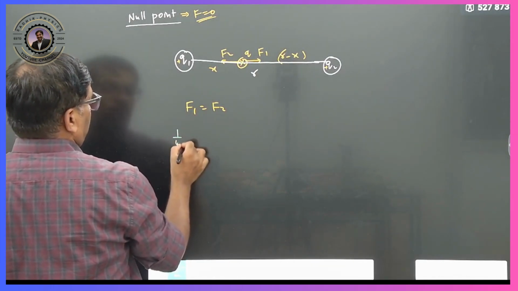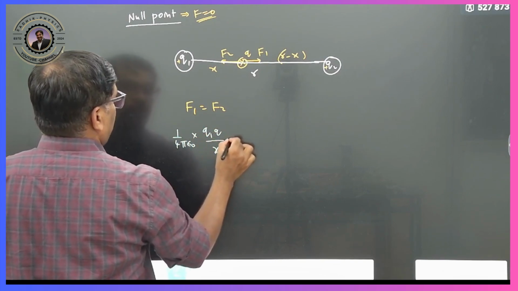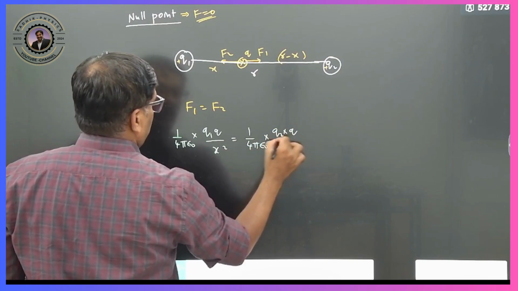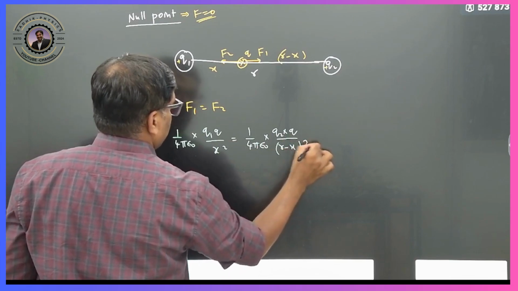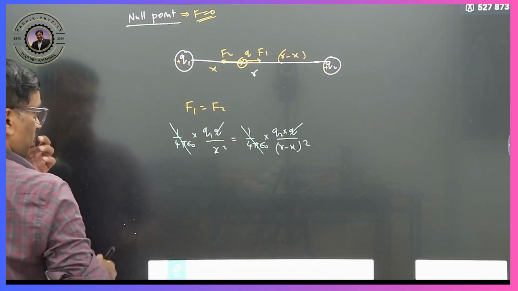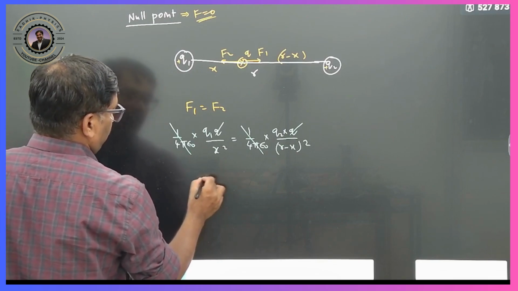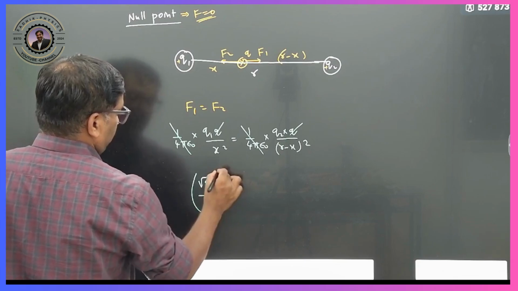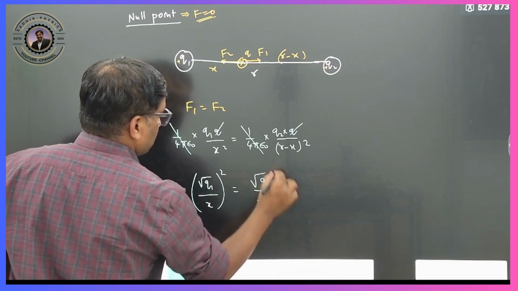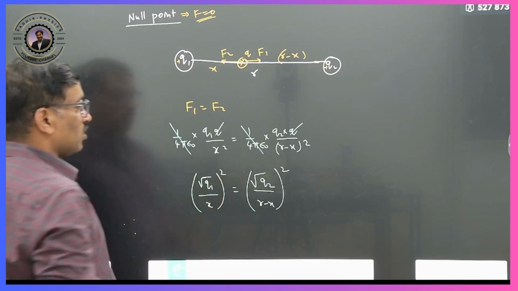Therefore 1 by 4 pi epsilon naught into q1 into q by x square is equal to 1 by 4 pi epsilon naught into q2 into q divided by (r minus x) whole square. So those cancel out. What you will get now? This I can rewrite as root of (q1 by x) whole square, which is nothing but root of (q2 by r minus x) whole square. Clear? So these powers are the same, so these bases should also be equated here now.